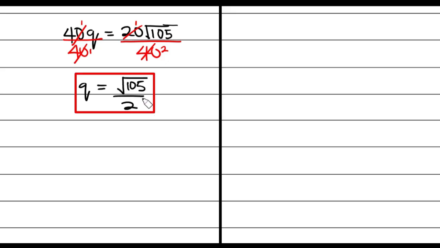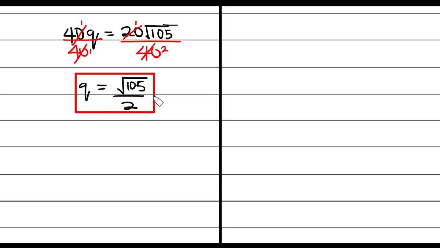So in order to get the value of Q out of here, I'm going to divide both sides by 40. I say divided by 40, then here also divided by 40. 40 goes there, that's going to be 1. 40 goes there, that is 1. Then 20 goes there, that is 1. 20 goes there, that is 2. At the end of the day, Q is just equal to root of 105 over 2. This is the value of my Q.